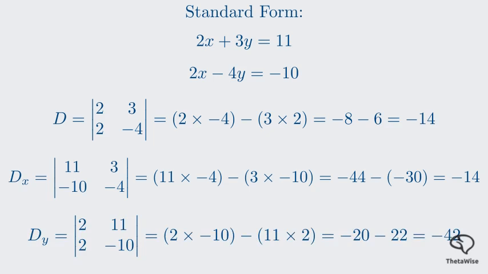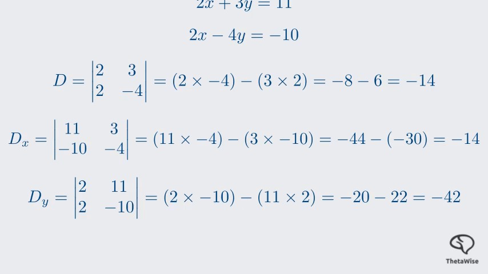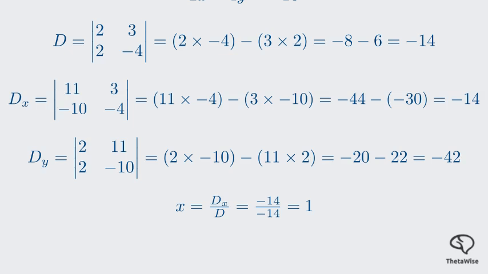Now for x and y. X is D sub x over D, which is negative 14 over negative 14, or 1. Y is D sub y over D, which is negative 42 over negative 14, or 3. This also matches the memo.